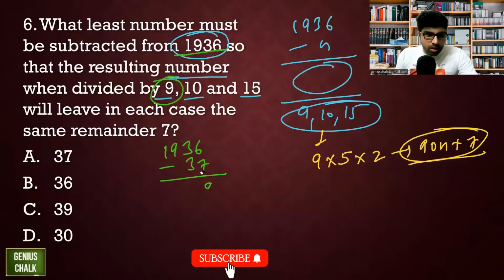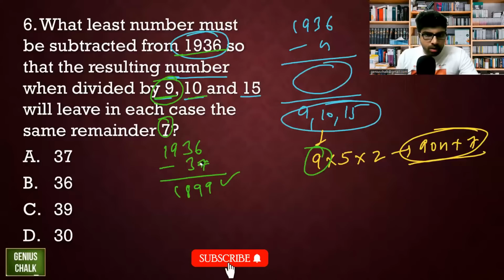1899. And is this divisible by 9, 10, and 15? Just check. Is this divisible by 9? Yes. Is this divisible by 10? It has to leave remainder 7 also. That we also have to make sure. So for that, basically, we can pick any one, like divisibility by 9 plus 7. So it should leave 7 after divisibility by 9. But it is completely divisible by 9. This could not be my answer.